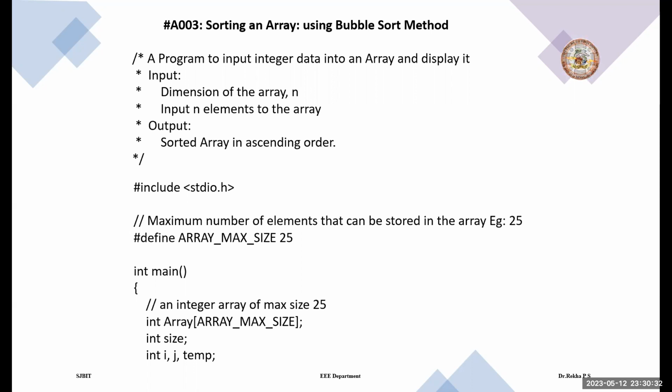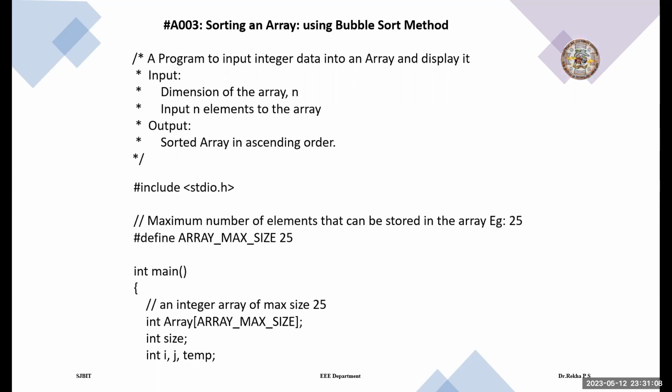Here is a program to input integer data into an array and display it. You have to input integer data into the array and display it. That's all. So what are the inputs you are supposed to take? Inputs are the dimension of the array. I will call the dimension of the array n, and input n elements to the array. What is the output? Output will be the sorted array in ascending order.